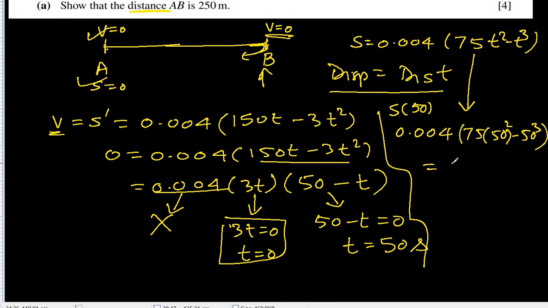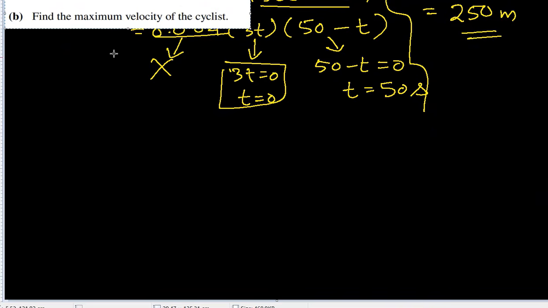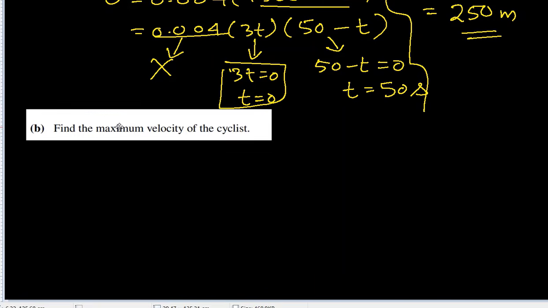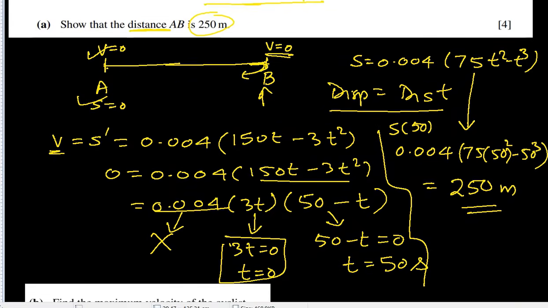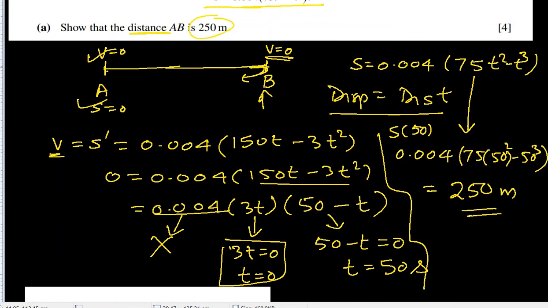And yes, after I used my calculator, it gave me 250 meters. Find the maximum velocity of the cyclist. Okay, so since these are the two turning points where the velocities are 0, the maximum will be somewhere else.